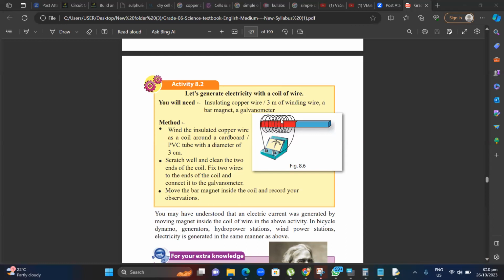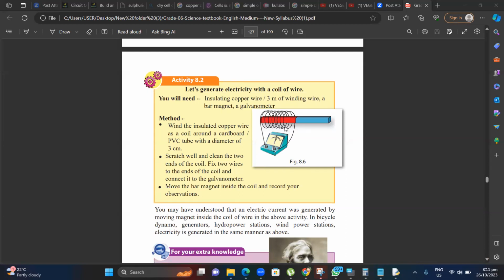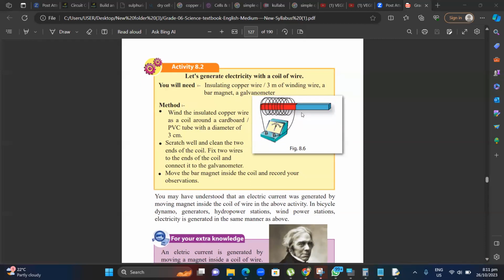This is a very small current, so we can use a galvanometer or a milliammeter. It's also possible to use a milliammeter, or if you want to measure the voltage, we can use a voltmeter, which measures in millivolts. So that is also possible. But actually, this copper wire needs to be very thin, because if you use a thick copper wire, you will not be able to see this observation very well.